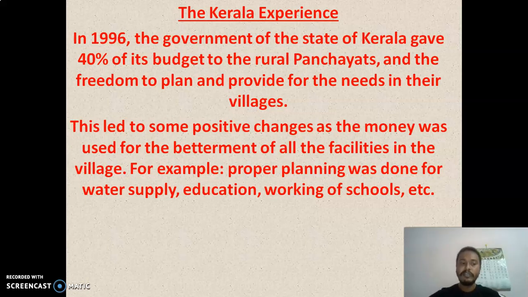And this led to some positive changes, as the money was used for the betterment of all the facilities in the village. For example, proper planning was done for water supply, education, working of schools, and medical also. Sometimes, if the government provides the money to the local government, the panchayati raj system, or the respective ward or constituency, and then they do their work, we see better and positive results. In Kerala, water supply, education, schools, and medical have improved, not to the best, but it has improved a lot because money was directly given to the local government.